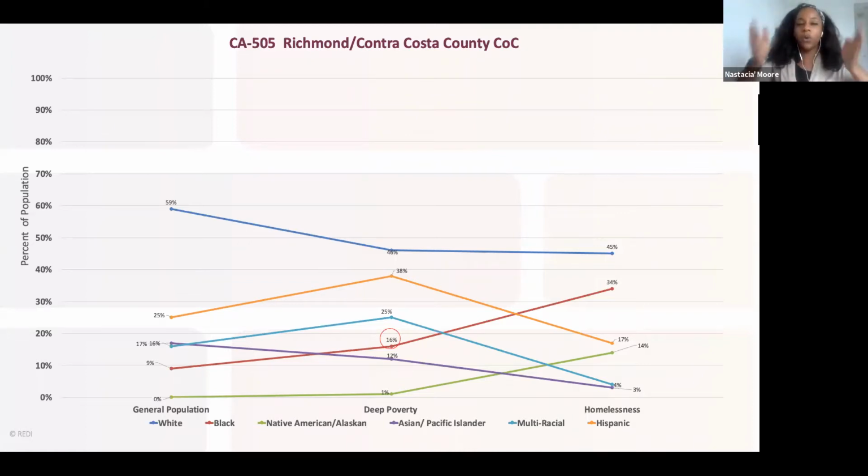I question, what does coordinated entry look like? How accessible is the front door? What resources are readily available? What communication is happening between folks coming into deep poverty and going into homelessness?